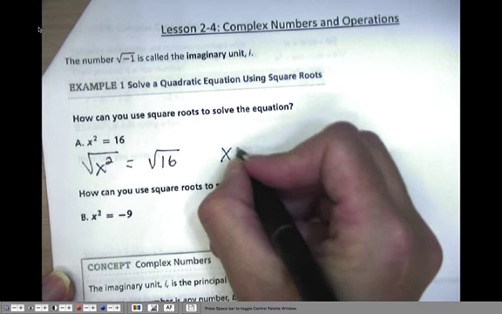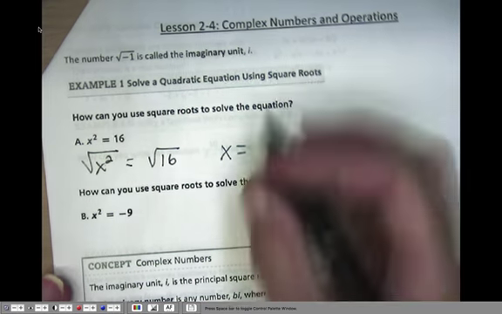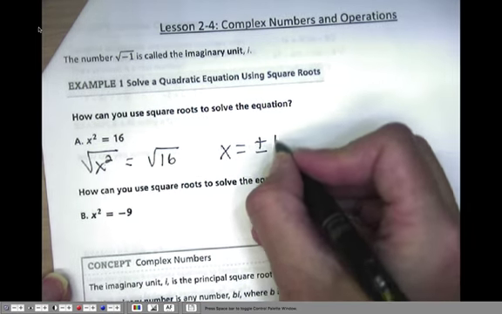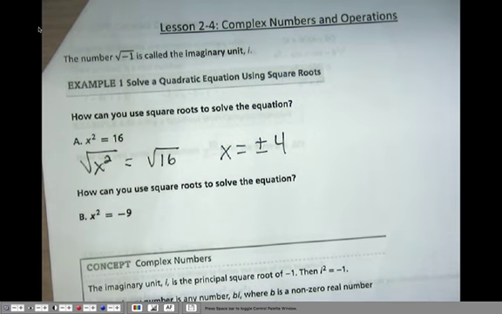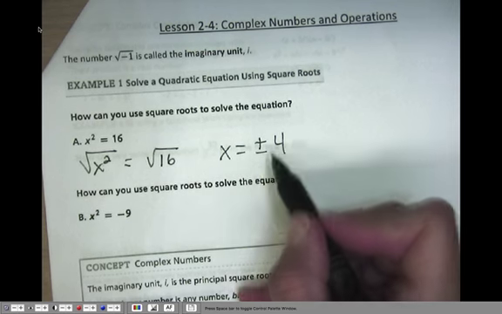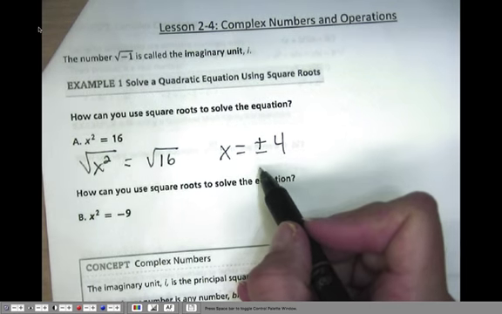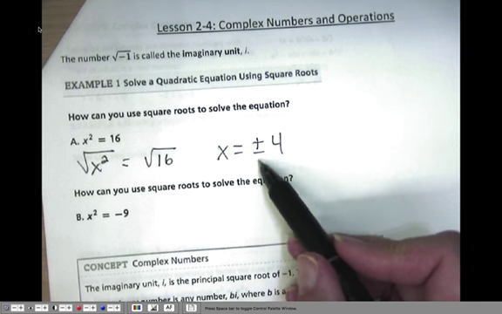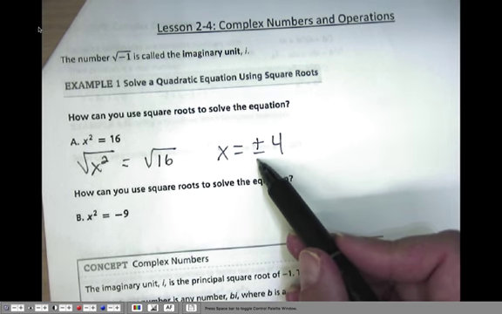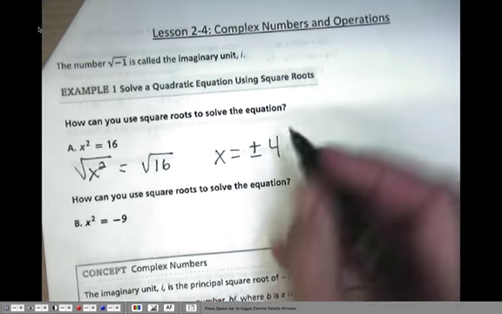and get x equals, and this might be new to you, positive or -4. Anytime you're taking an even root of an equation in order to solve for a variable, you've got to have this plus or minus sign, because think about it. 4 squared is 4 times 4, that's 16, but also -4 squared is -4 times -4, which is also positive 16.